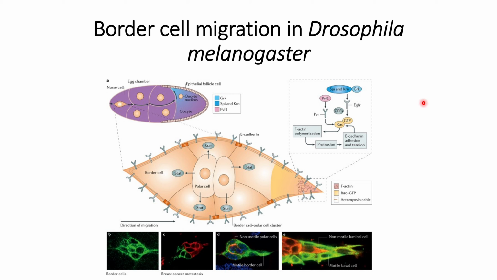So I hope you got a basic idea of how border cell migration in Drosophila melanogaster is related to breast cancer metastasis. If you need to understand more about such comparisons in detail, you can go through the reference that has been provided in the description.